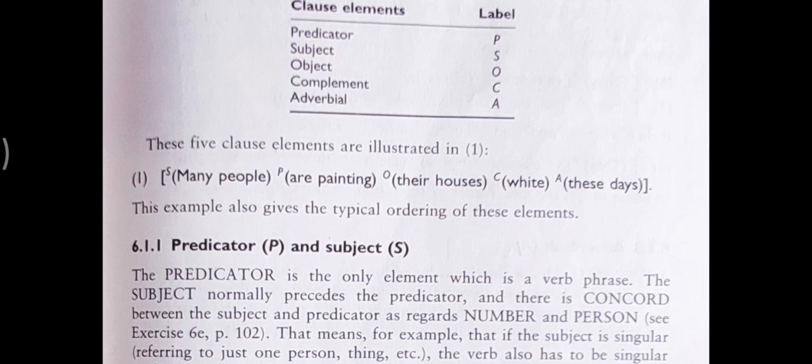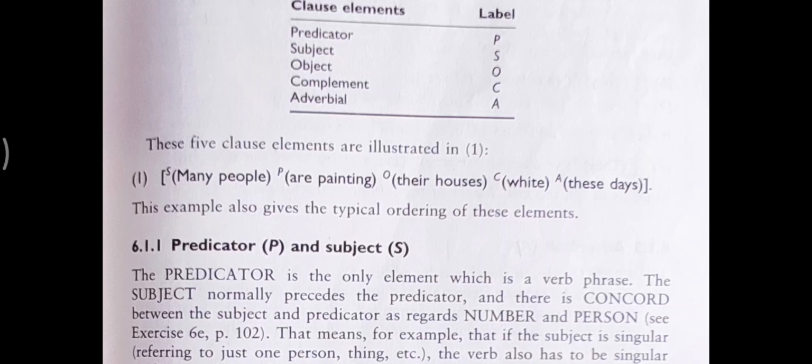See, many people are painting their houses white these days. So if we give labels to these clause elements, the element that is before the predicate is going to be a subject. So many people is a subject. Painting is a predicate. See, painting is denoting the action. Many people are painting, but whose houses? Their houses. So it stands for the entity on which the action is performed, that is their houses, and that is what is a sufferer, as we have seen in the definition of the object. So we have the object, but what?